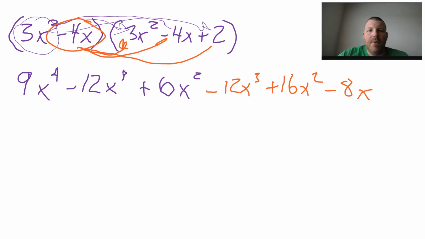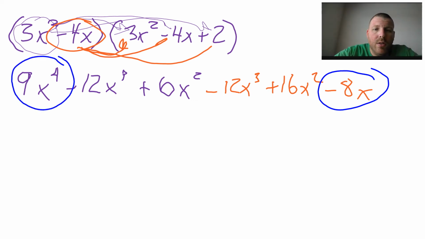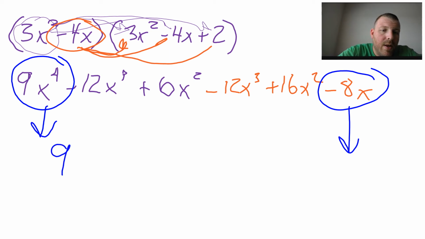Now the last step is to take a look and see if you have anything that you can combine together. What I do notice is that I only have one of these x's and I only have one of these 4's, so I can bring them straight on down. Okay, so I'm going to have 9x to the 4th, and I'm going to have negative 8x on my end.